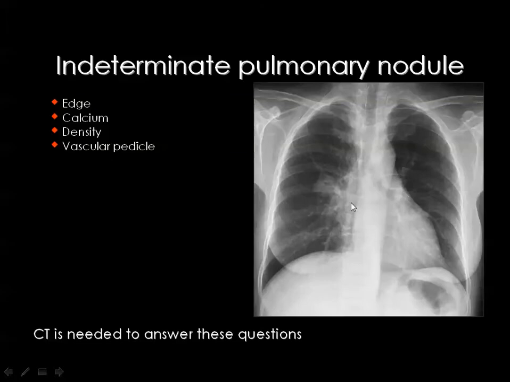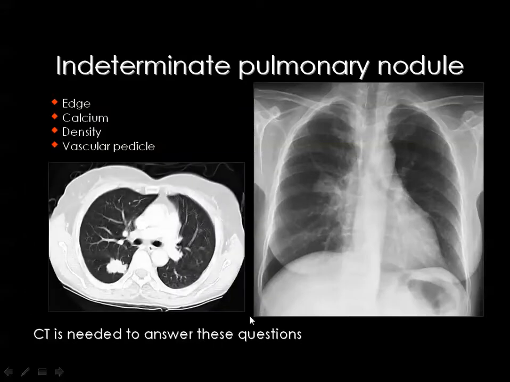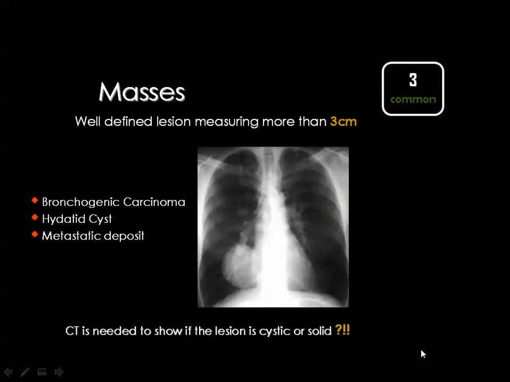If you are not sure about the vascular pedicle, or you are not sure about the edge, then you should have a CT scan, and they see the spiculated margin, and this is also a bronchogenic carcinoma.